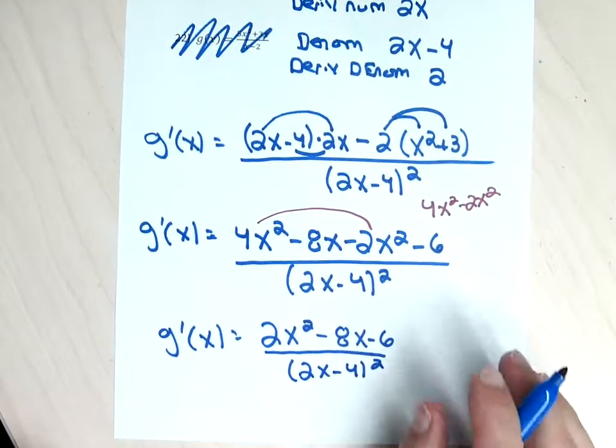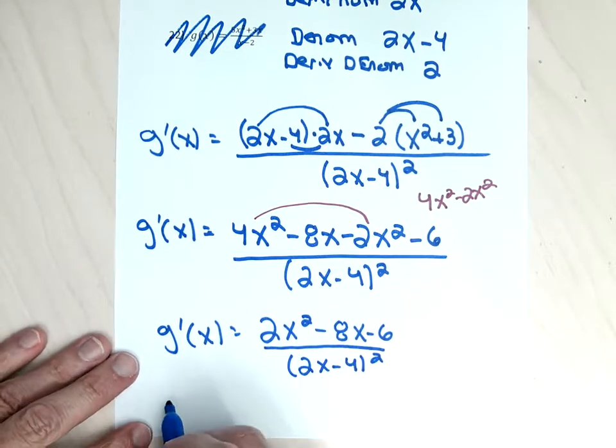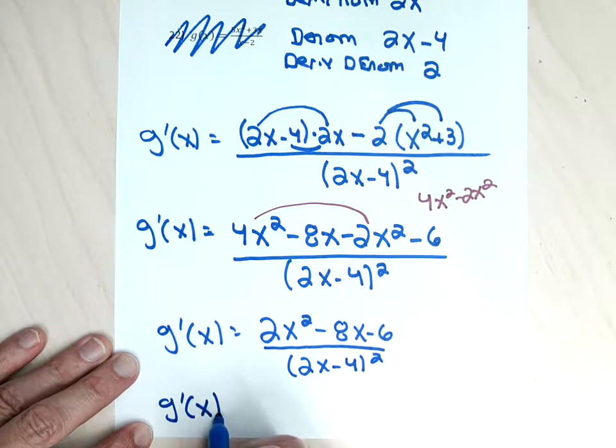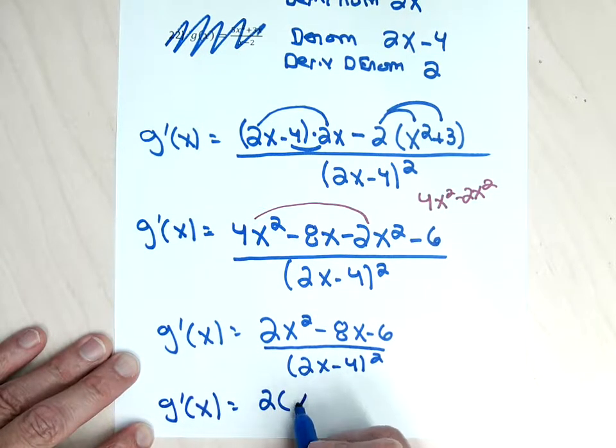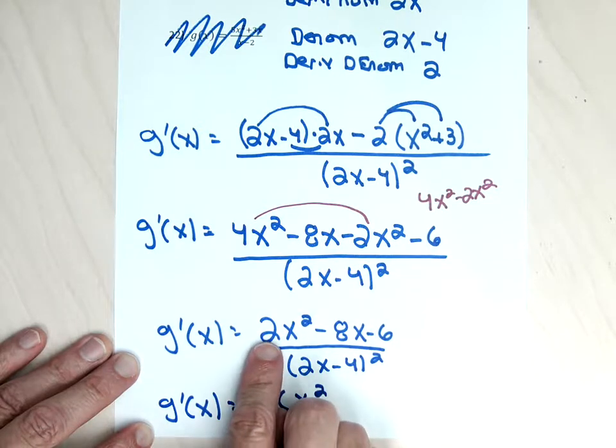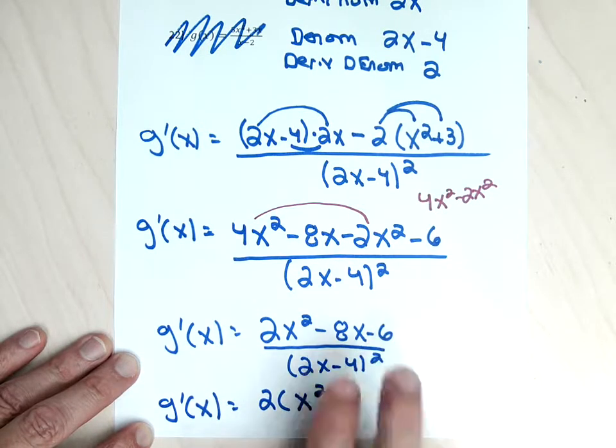There's definitely a common factor of 2 in the numerator that I should factor out. When I factor out a 2, I just divide the numbers by 2. I take that 2 away, I divide those numbers by 2.